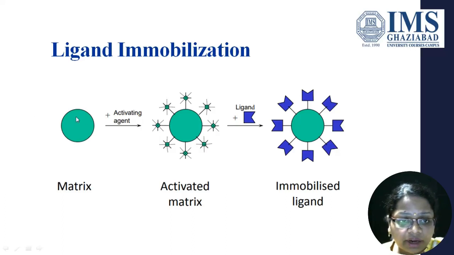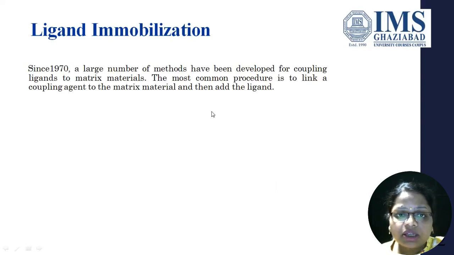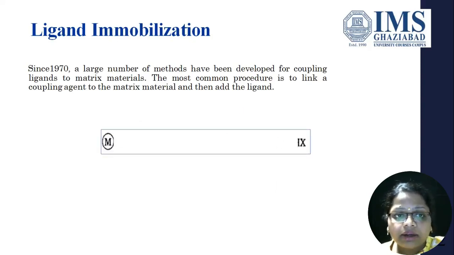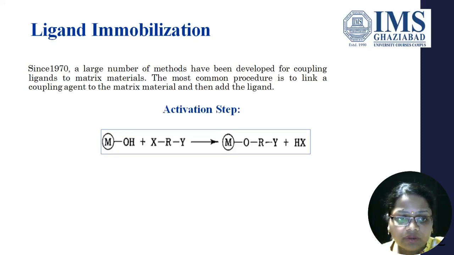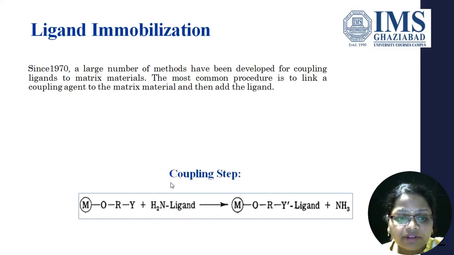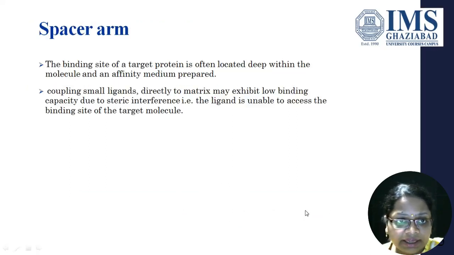This figure shows the matrix, and we require activation of the matrix. We do it by certain techniques. We activate the matrix so that the ligand can be attached to it. Ligand immobilization is done by a number of methods. First we have the activation step, in which the matrix is activated, and then finally the coupling step. In the coupling step, you can see how the matrix is linked with the ligand.